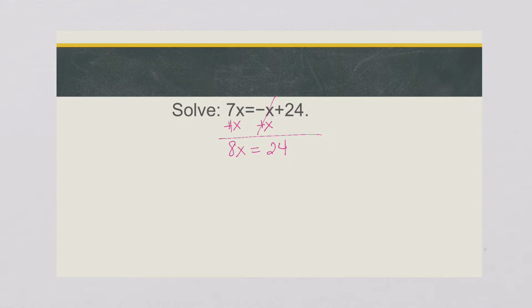Now, to solve this, I need to divide both sides by 8. X is equal to 3. Now I can check my work. So I've got 7 times 3. Does that equal negative 3 plus 24? 7 times 3 is 21. Negative 3 plus 24 is 21. So I am certain that is my correct answer.